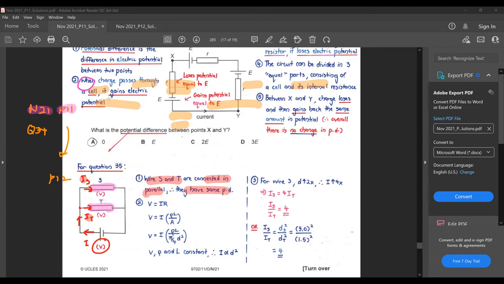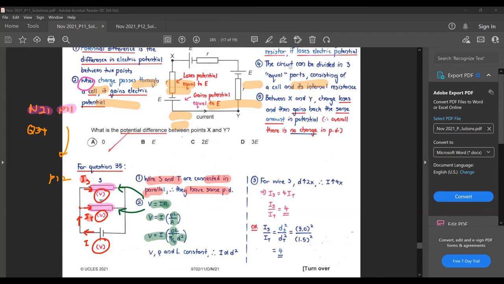Okay, wait, the arrow is too big. Over T, the PD will be V. Over S, the PD will also be V. Now I want to apply the equation V equals IR for both of these wires. Let me expand it a little because I have mention of length. Notice that the question mentioned length, so you probably need to make use of the resistivity equation. So you substitute R as rho L over A, and then your area as pi over 4 D squared. So your resulting equation now becomes this.